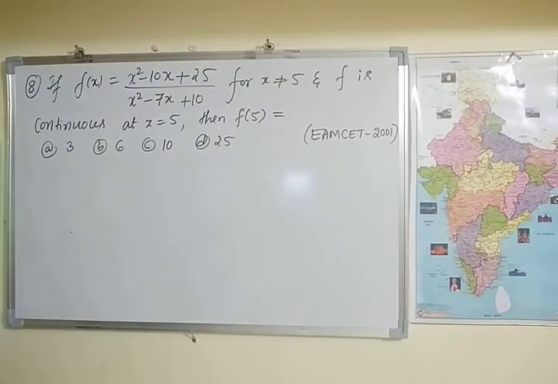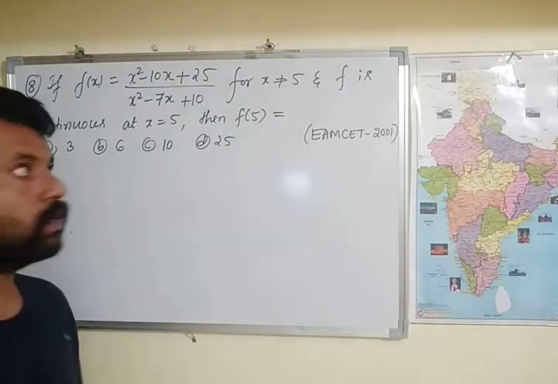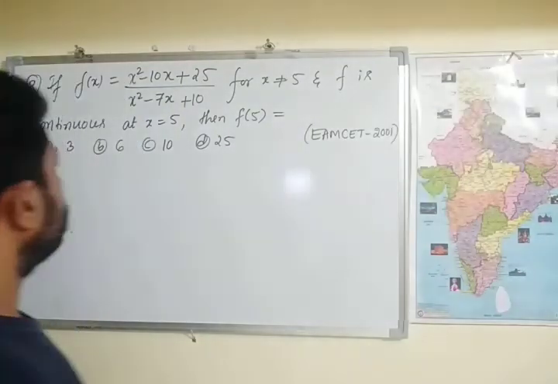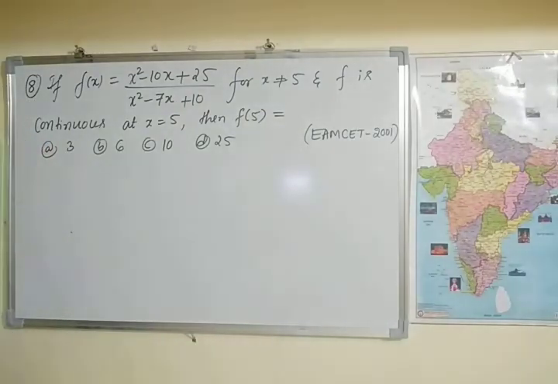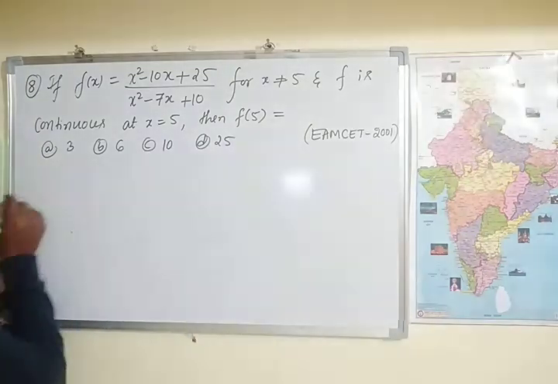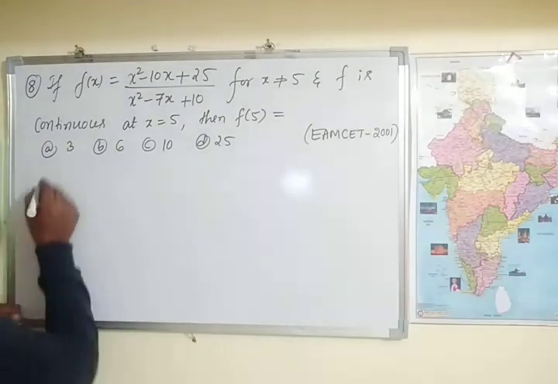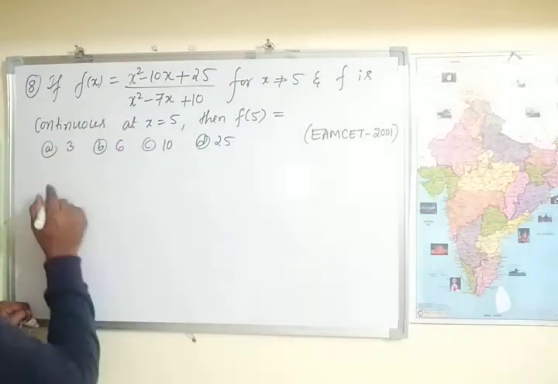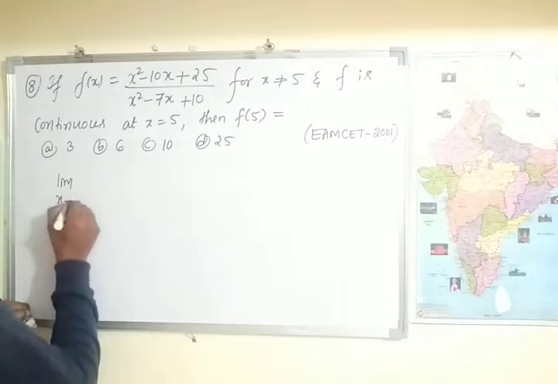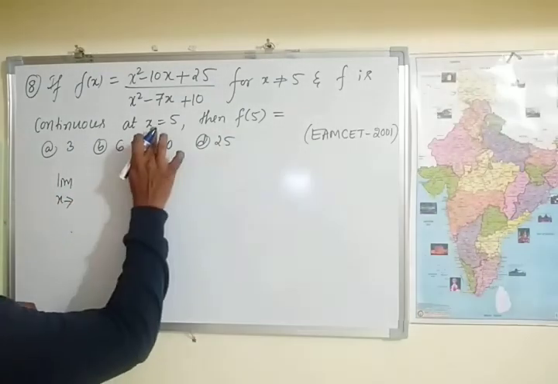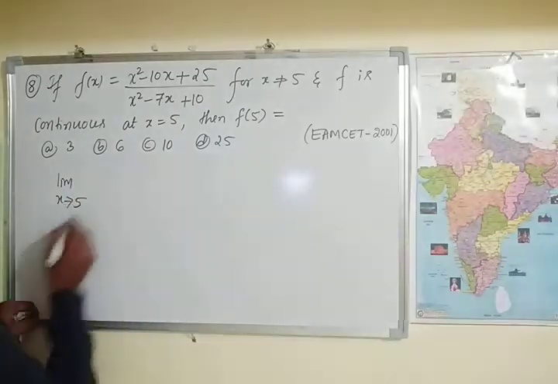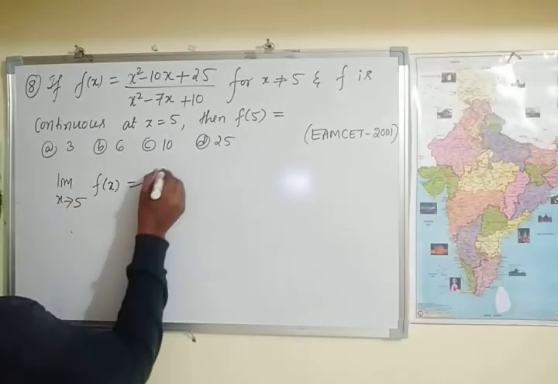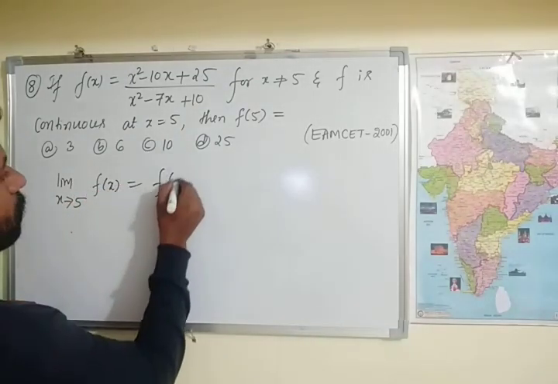So here we have the function. If f of x is equal to x square minus 10x plus 25 divided by x square minus 7x plus 10 for x is not equal to 5, and f is continuous at x equal to 5, then f of 5 is. See here we have options. Now here we have to check which option is correct. Since the function is continuous, here we use the definition: limit x tends to a, that is 5, f of x is equal to f of a, f of 5.